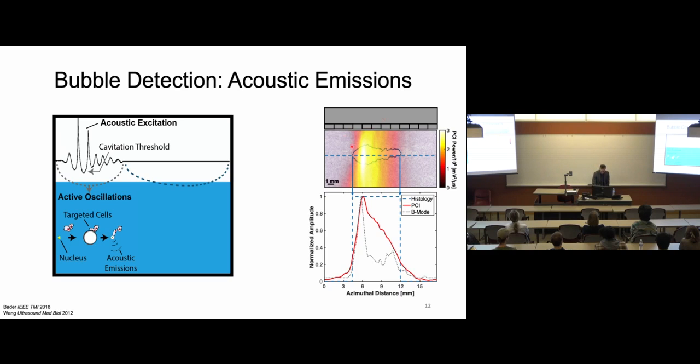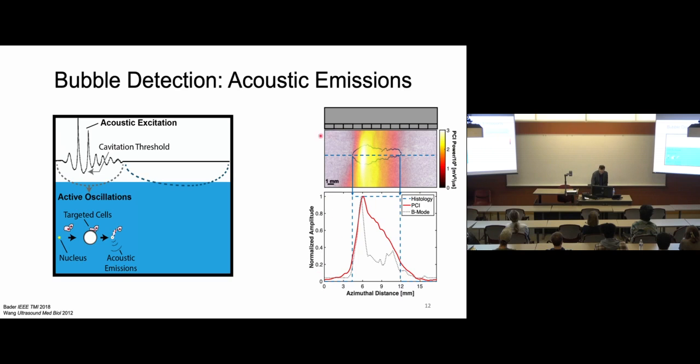An example of that is shown here. In the background, this purple thing is a phantom that we've ablated. The blue outline here is the extent of the ablation zone. And then the hot color map overlay is what we term a passive cavitation image, or passive image of bubble emissions. The whiter it is, the stronger the emissions are at that location, and therefore the stronger the mechanical activity that's being generated.